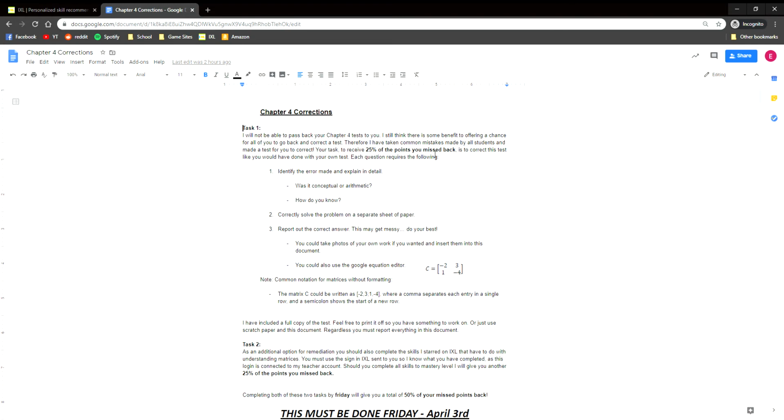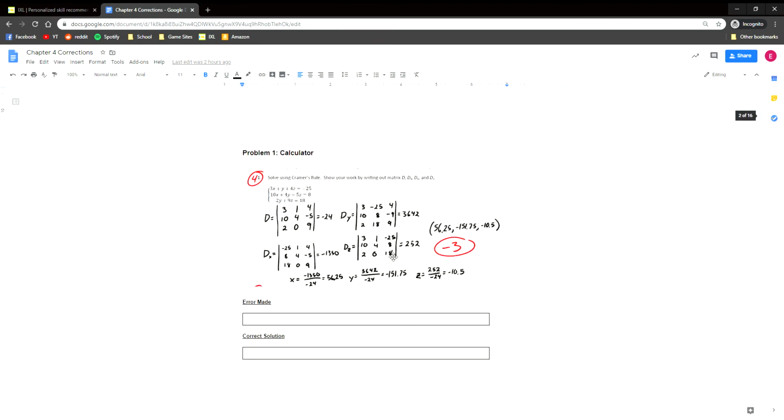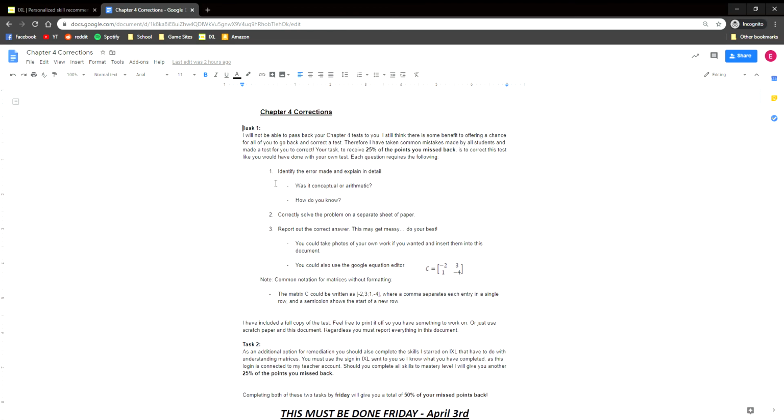So in task 1, I went through and found all the common mistakes that were made in each problem and put them all into a single test. This test was then kind of torn apart. So here's problem 1. There's a mistake somewhere in here, and this mistake is something that you guys have to find. When you find the mistake, I want you to tell me what the error was, if it was conceptual or arithmetic, and how you know that it was the error. How did you identify it? Talk about what it was and go into a little bit of detail. And then you have to correctly solve the problem on a separate sheet of paper.